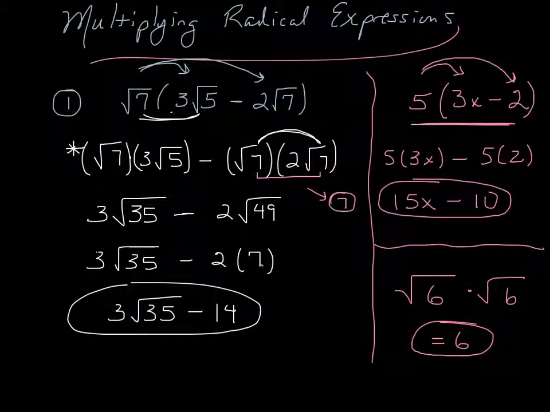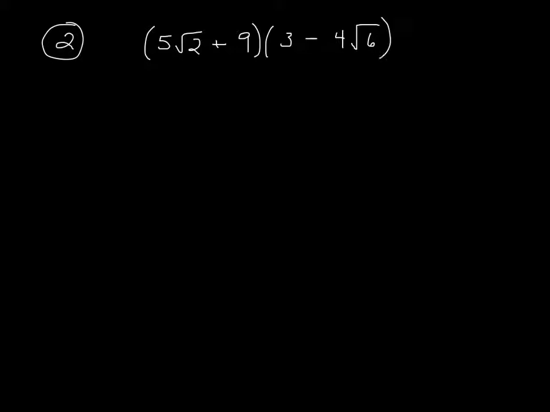Let's do one more. Okay, so in our second example here, let's deal with something more along the lines of (5 radical 2 + 9)(3 - 4 radical 6). Okay, so now in a case like this, again, I'm going to draw a parallel to maybe a problem that you might have seen before.